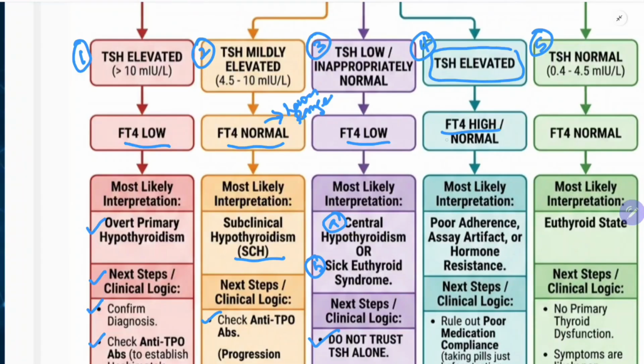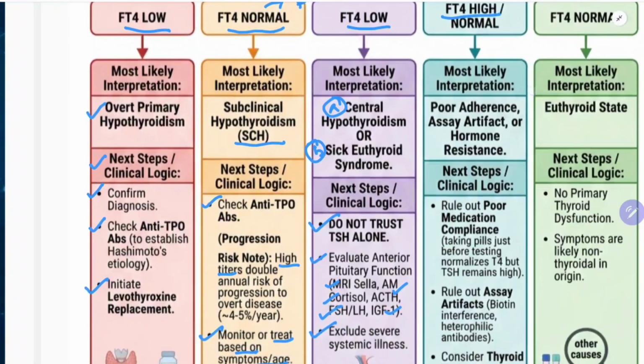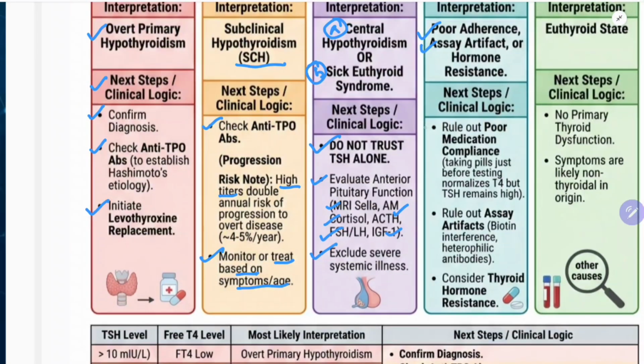In that case, if the patient is having FT4 normal or FT4 high, that means the patient has recently taken the thyroxine tablet. So the most likely interpretation is poor adherence. The patient is not taking the tablets properly. Poor compliance, or it can be due to a testing defect, or it can be hormone resistance. So next steps, what should you do? You should rule out poor medication compliance.